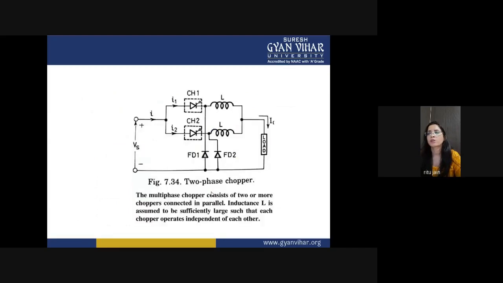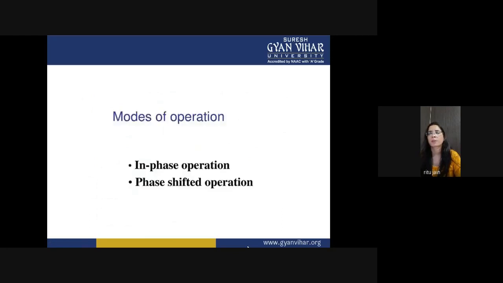Now, next is your multi-phase chopper. So this is your two-phase chopper, in which you are using 2 choppers and 2 inductors and 2 freewheeling diodes. The multi-phase chopper consists of 2 or more choppers connected in parallel. Inductance L is assumed to be sufficiently large such that each chopper operates independent of each other.